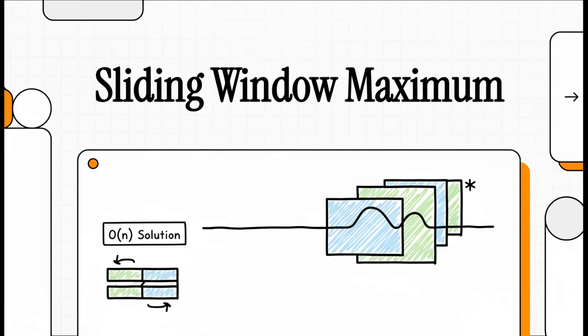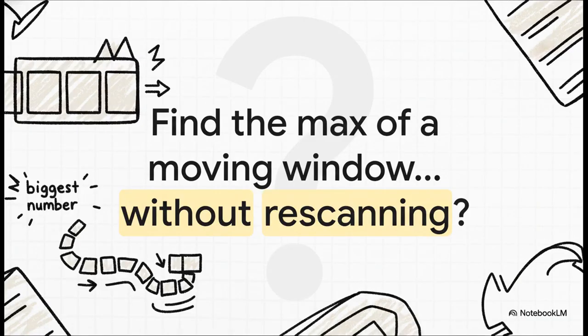Let's dive in. Here's the core challenge, right? You've got an array and this little window of, say, 3 elements. As that window slides across the array, one step at a time, you have to report the biggest number inside it. Now, you could do this the simple way, but it's slow. There is a much smarter approach.